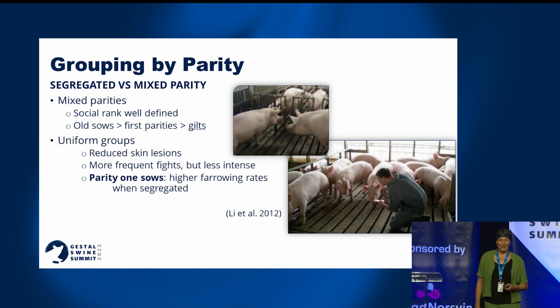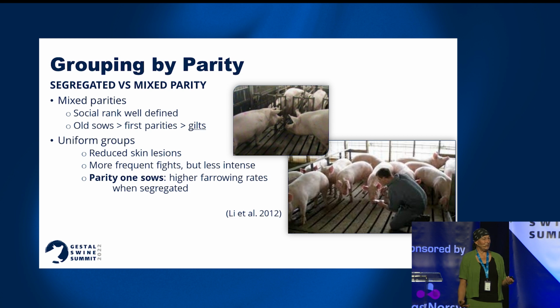Grouping by parity, again, I would agree with David's comment earlier. Segregating our gilts is the primary benefit of segregated housing. If we have mixed parities, obviously there's going to be a more defined social rank. Sows can judge one another based on body size, right, and avoid the big sows. The big sows are going to be older and generally dominant. And then we've got our lower parity, and then the gilts are at the bottom end. So in mixed parity, the gilts are the ones suffering.